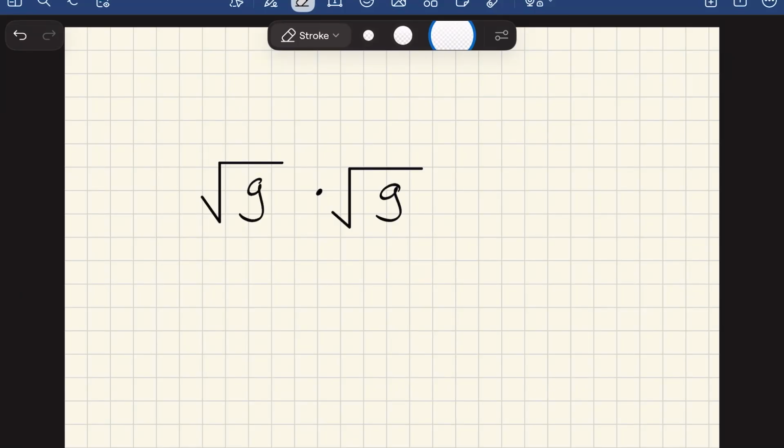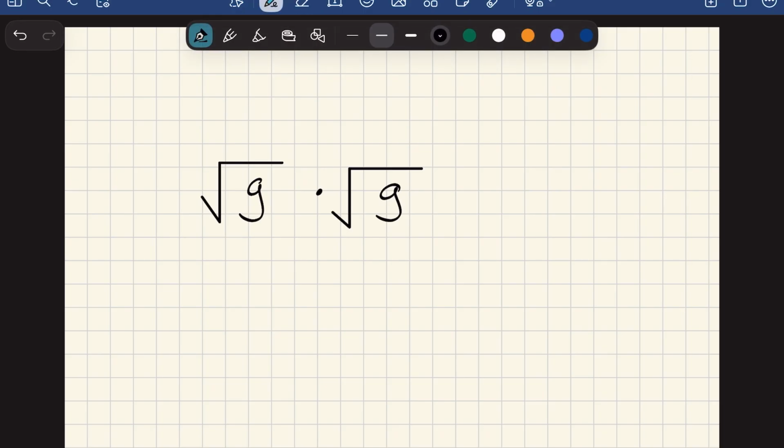Today we're going to go over how to rationalize the denominator. First, before we talk about the actual rationalization, we have to understand what a square root does. So if you're given this problem, square root 9 times square root 9, what is the outcome?